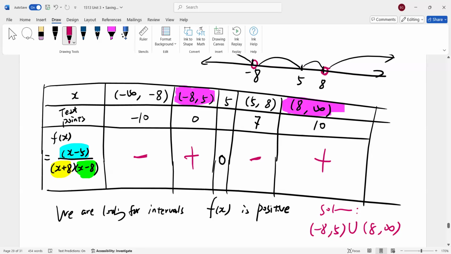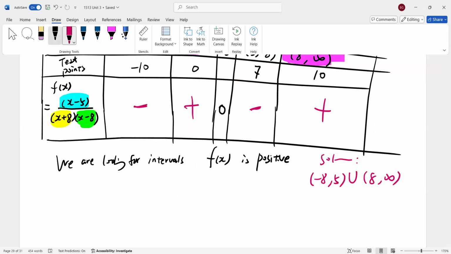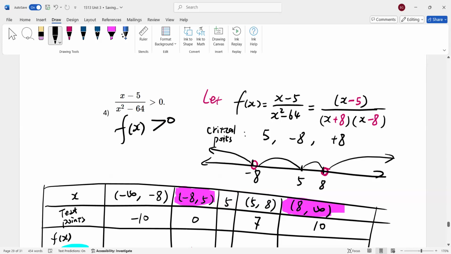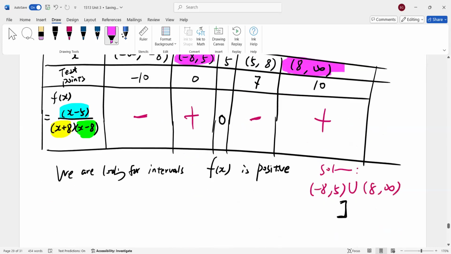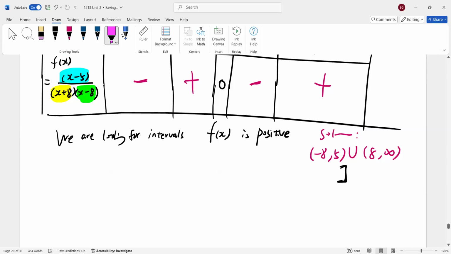This time the right endpoint is not a bracket because at 5 the function equals 0, but we don't have a bigger than or equal to. We have a strictly bigger than. So we won't include the 5 in the solution. So it's open. All right, so that is a rational inequality.